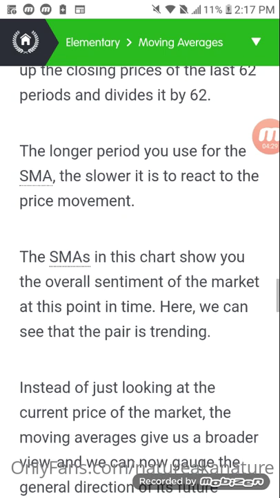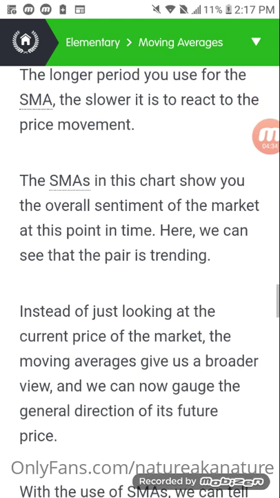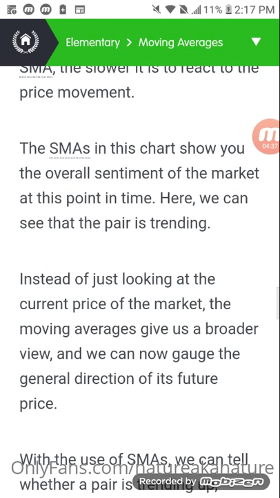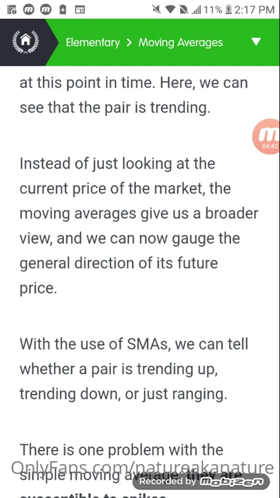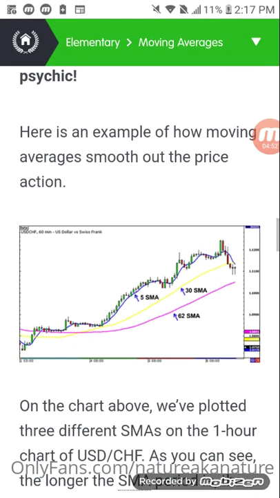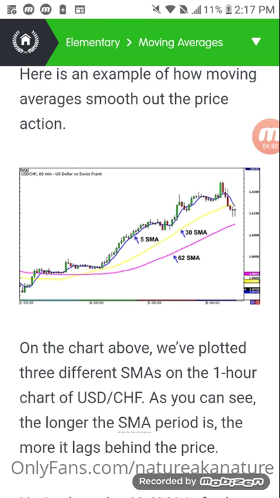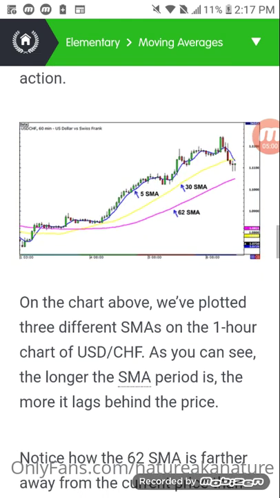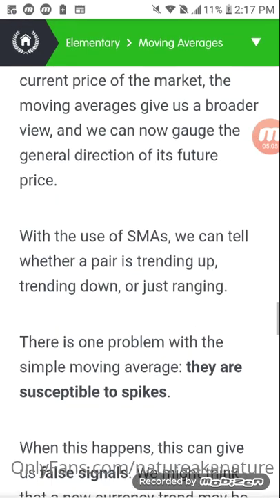The SMA in this chart shows you the overall sentiment of the market, and at this point in time, we can see that the pair is trending up. Instead of just looking at the current price of the market, the moving average gives us a broader view, and we can now gauge the general direction of future price. We can tell price is going up with the moving average. That's what the moving average does for us.